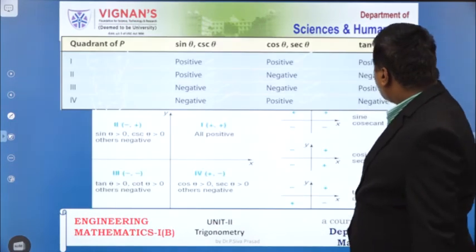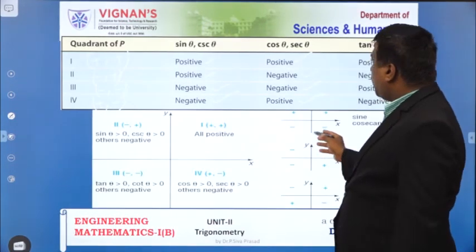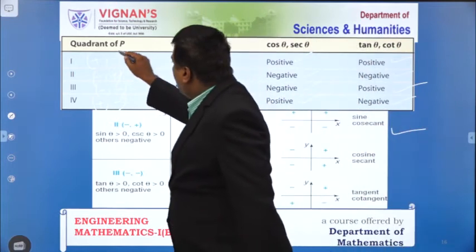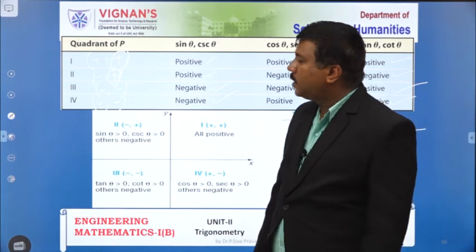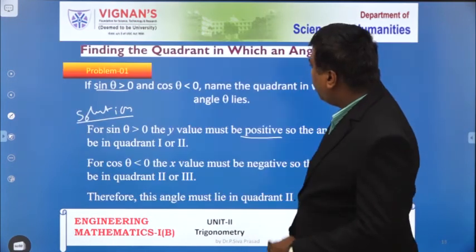Please all of you see this. In that, the value of y is positive in the first and second quadrants only. All of you catch your point?